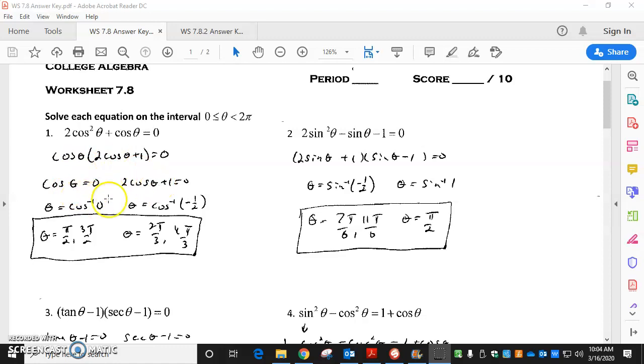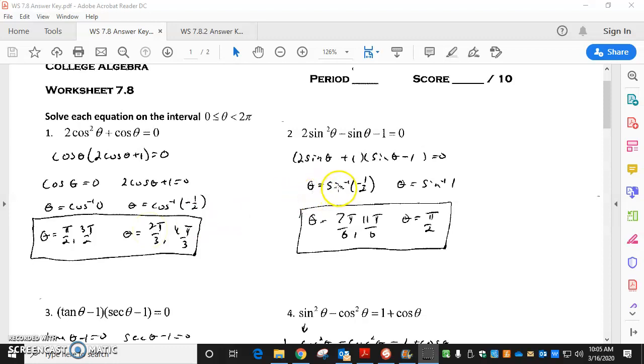And then you have these two little equations that you can solve. I got two answers here, pi over 2 and 3 pi over 2. There are two angles that have a cosine value of 0. And then over here, I also had two angles, one in quadrant 2 and one in quadrant 3, that have a cosine value of -1/2. So that one had 4 solutions.